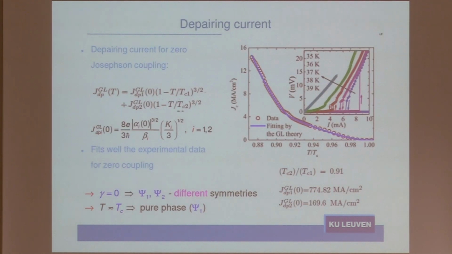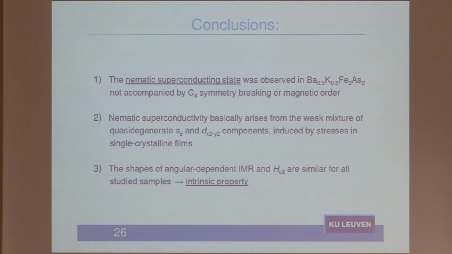So actually I came to the end. So this is the conclusion. We observed the nematic superconducting state. We call it like this, in these thin films of 1 to 2 materials that are close to optimal doping. Thank you for your attention.